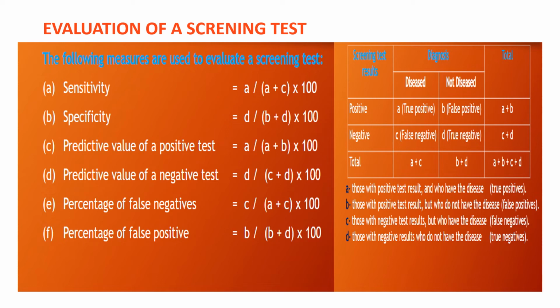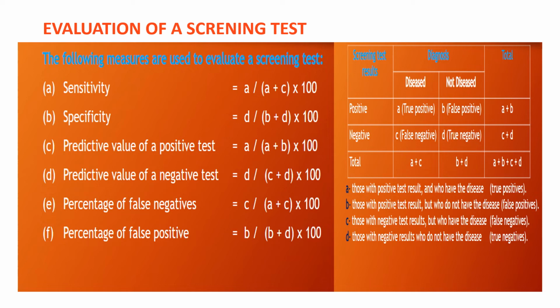So how do we evaluate a screening test? Usually the common evaluative measures are sensitivity, specificity, positive predictive value, negative predictive value, percentage of false negatives, and percentage of false positives. So how do we calculate these?